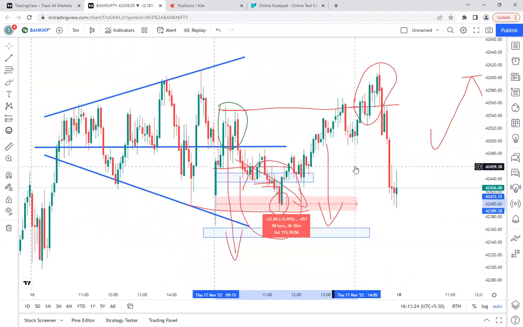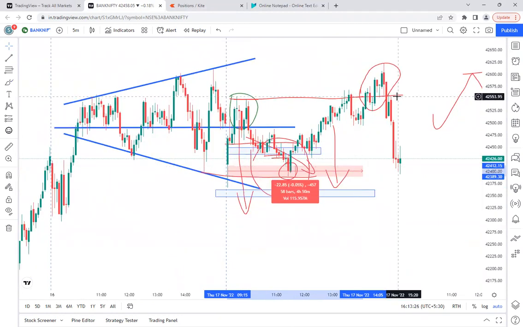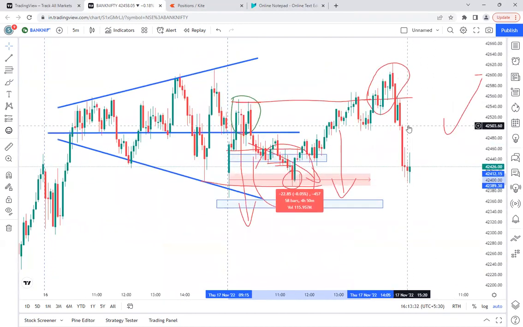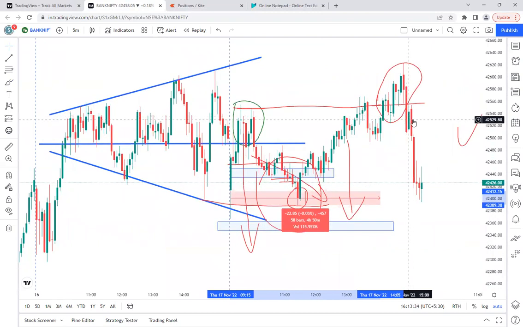But finally, at the end of the day, they fell down very sharply again. But that's not okay, because that move happened after 3 o'clock. After 3 o'clock, there will be some automatic closures also. So we cannot tell what move will happen after 3:05 or 3:10. Some drastic movements will happen after 3:10 p.m. So we can ignore that.